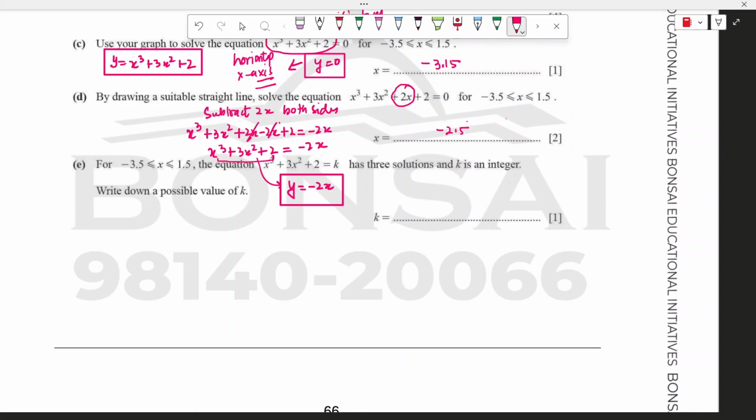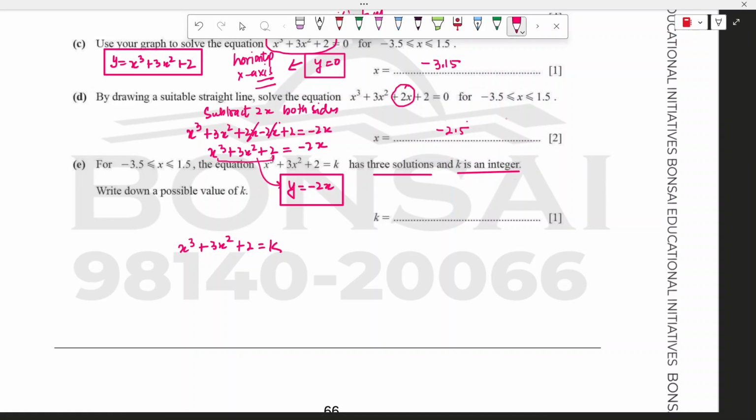Now the next thing is, for this function, the equation has three solutions. K is an integer. So what is happening here? See carefully. x cube plus 3x square plus 2 equals k. So they say that if you draw the graph, we'll be having three solutions and every solution is a value of integer.